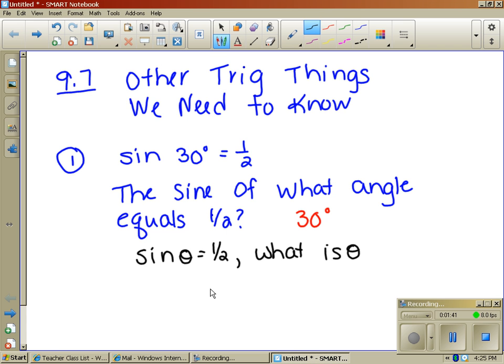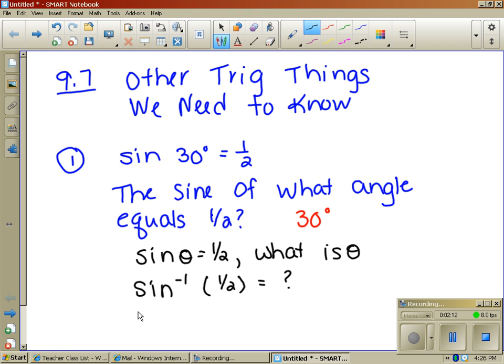30 degrees. I could use the inverse function. Sine to the -1 power of 1/2 equals what? Again, this is saying the inverse, and if you notice, this is what your calculator has. If you look at your sine button on your calculator and you look at second sine, it's the inverse function, which again will give you 30.